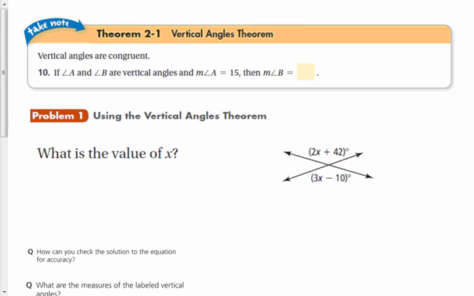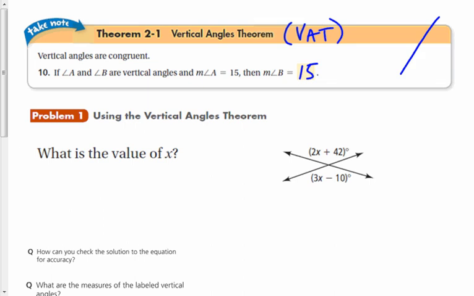Okay, we're going to prove some things about angles, and to do that we need a couple theorems. Here's one of the theorems we're going to use. It's the vertical angle theorem. We will eventually just abbreviate it VAT. We're going to use this one a lot. If angle A and angle B are vertical angles, then the measure of angle A equals 15, then the measure of angle B is 15.